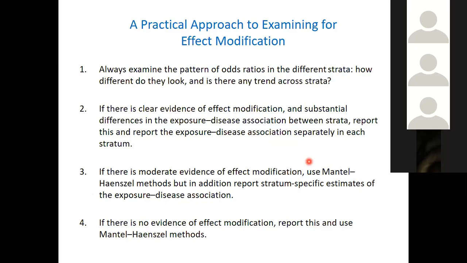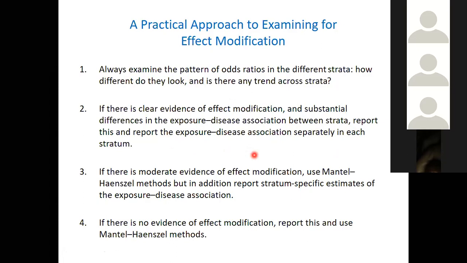So, the approach to examining for effect modification. Always examine the pattern of odds ratios in the different strata. How different do they look, and is there any trend across strata? We already said that if there is no effect modification, if it is a confounder, we expect the odds ratios to be almost the same across strata. If there is clear evidence of effect modification and substantial difference in the exposure-disease association between strata, report this and report the exposure-disease association separately in each stratum.